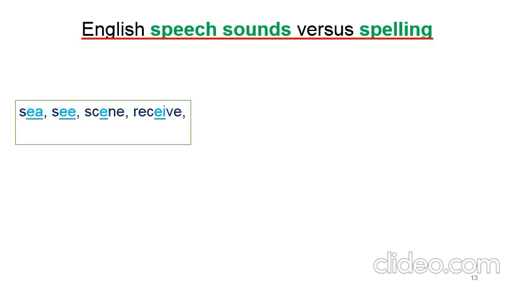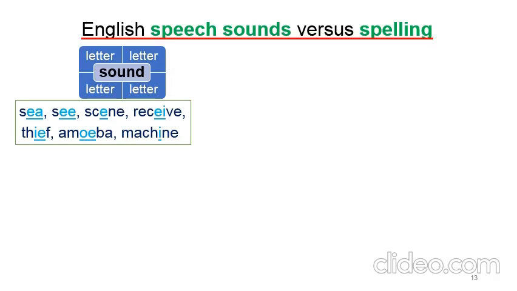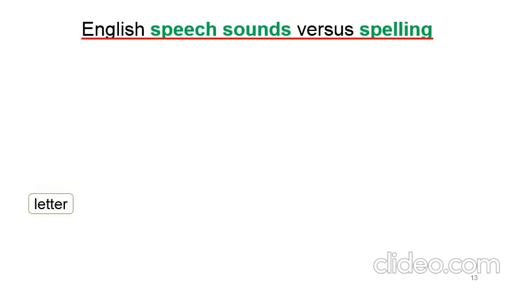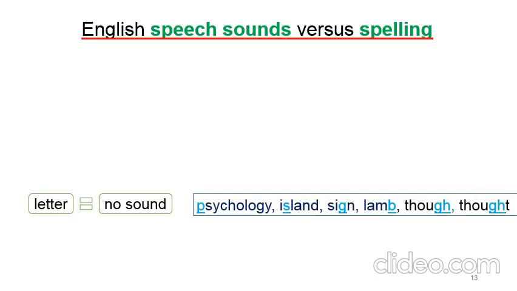The opposite is also true. See, sea, seen, receive, thief, amoeba, machine are all pronounced with an E, but they have different spellings. So the same sound can be written in different ways. In English, we also have letters which are not pronounced. Psychology, island, sign, lamb, though, and thought all have silent letters.